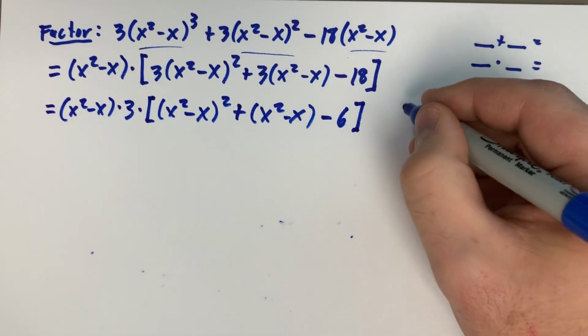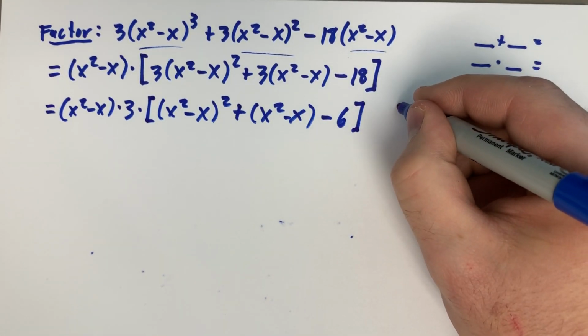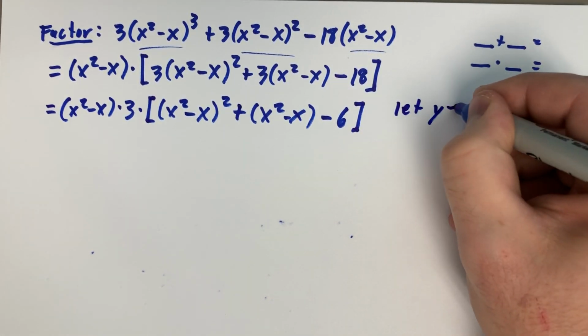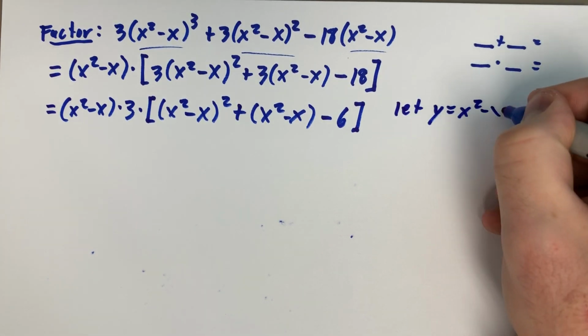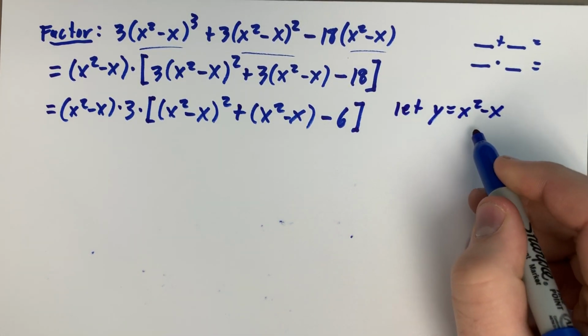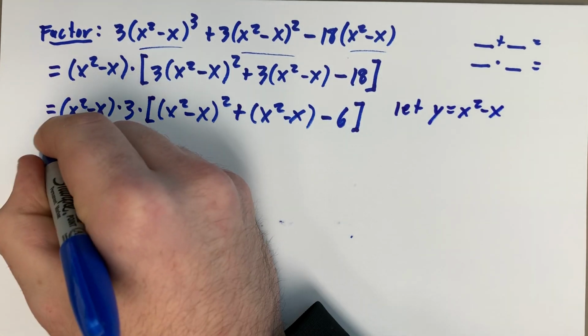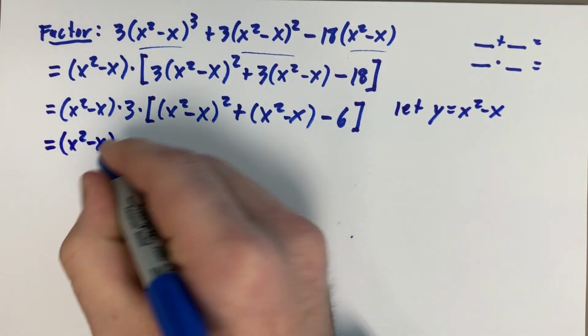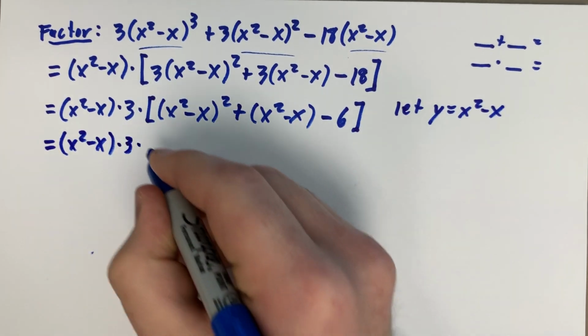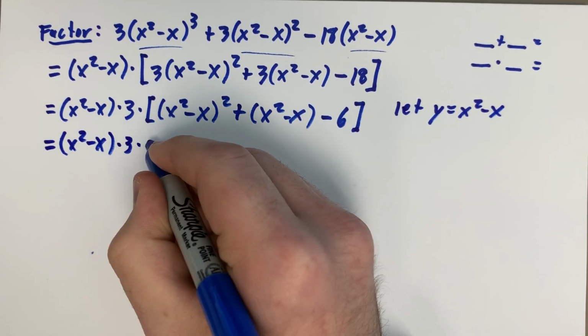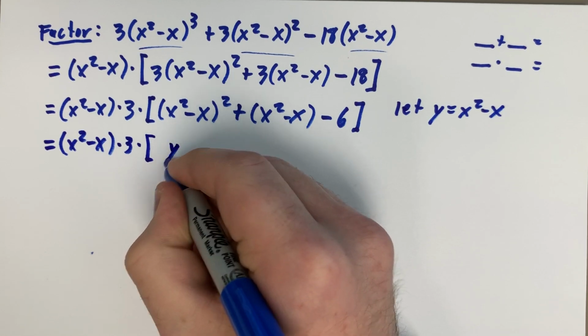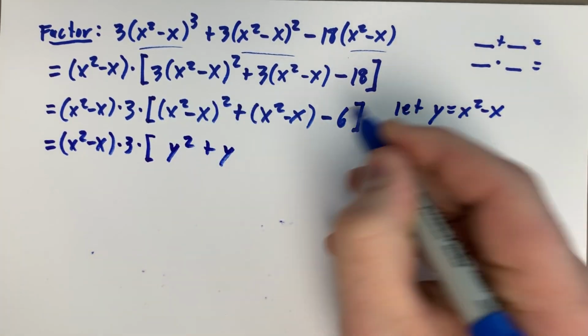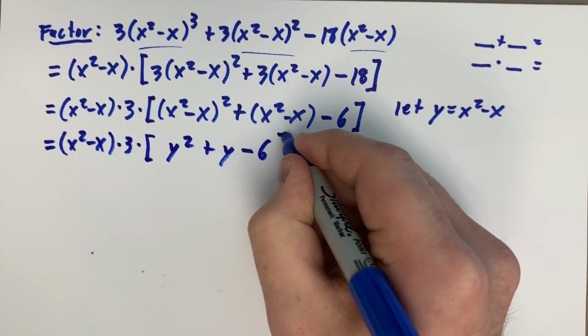But we'll do the substitution just for clarity's sake, and we're going to let y equal x squared minus x. So I'm going to replace the x squared minus x with y. I'll carry this guy along, x squared minus x. You could replace it if you wanted to, but you don't have to. Times 3 times the quantity y squared plus y minus 6.